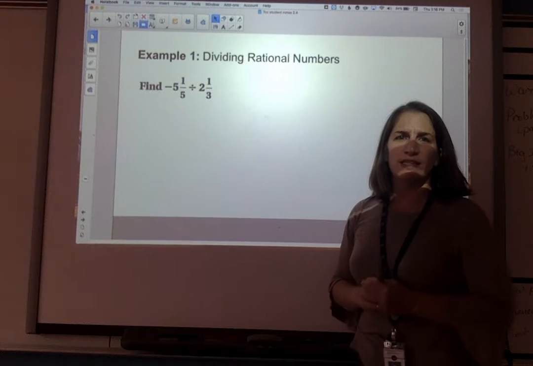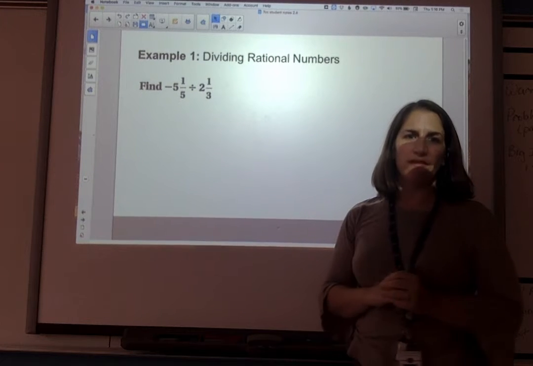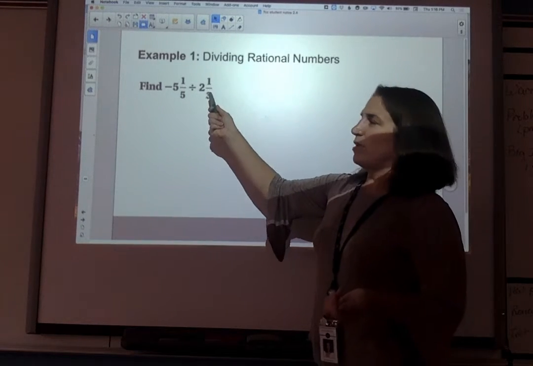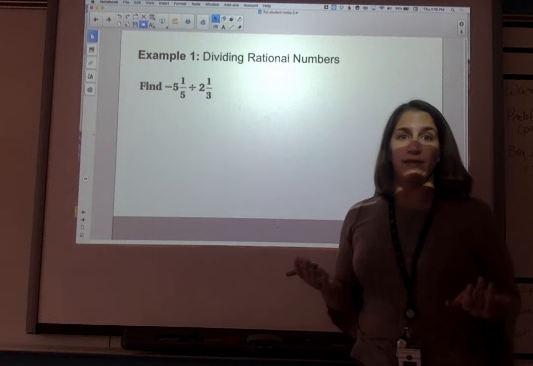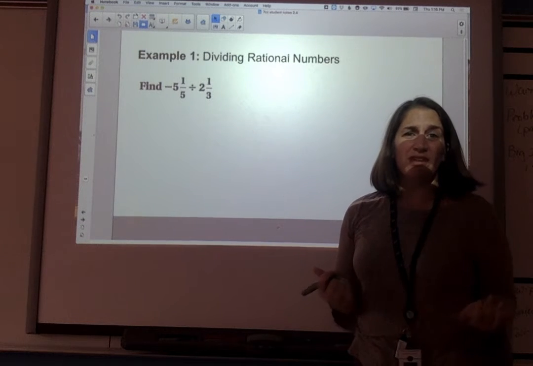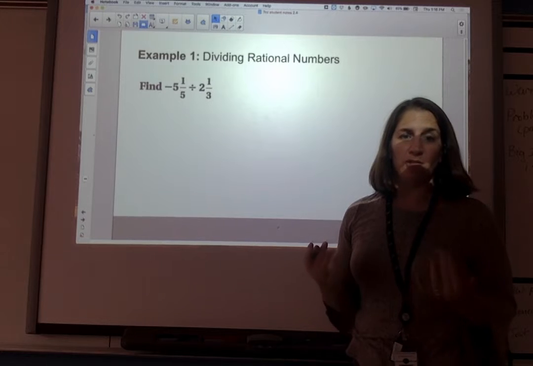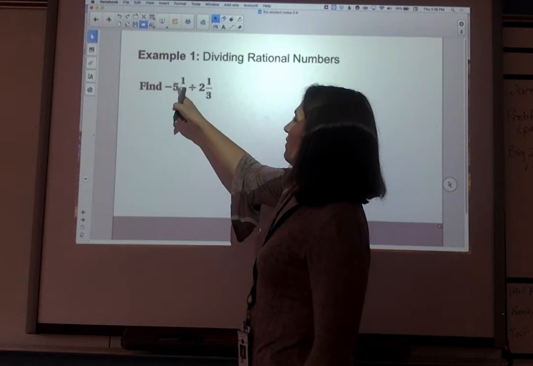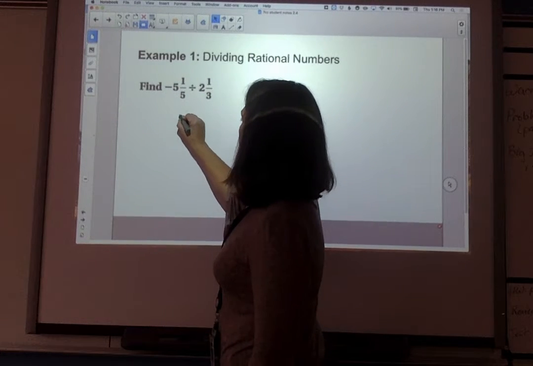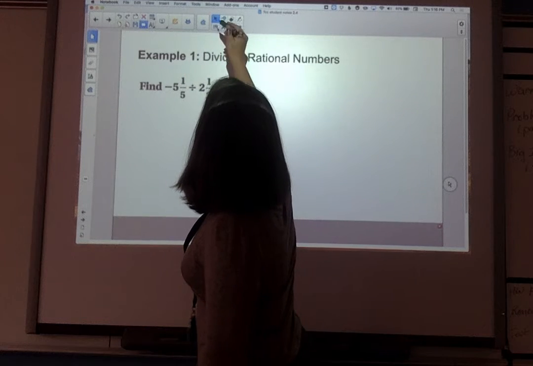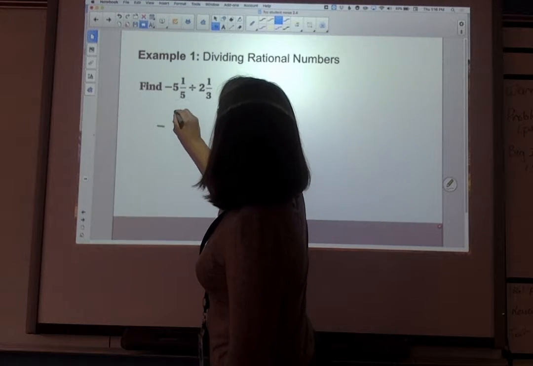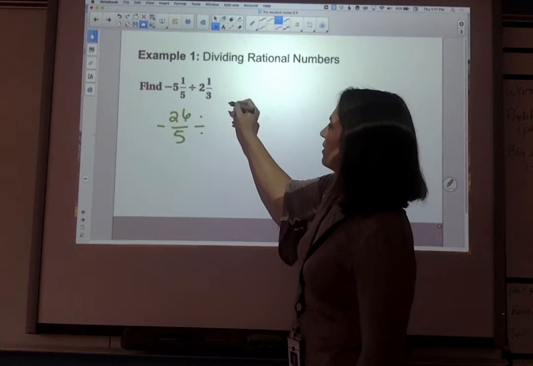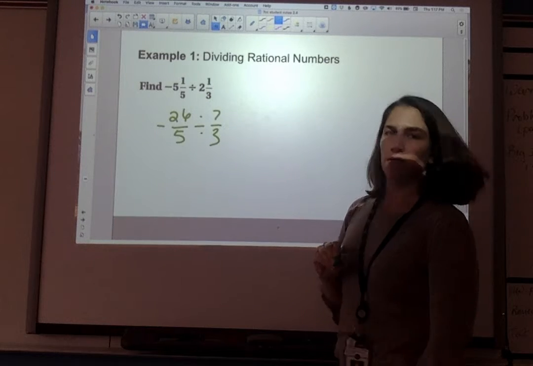So let's look at this first example. We have negative 5 1/5 divided by 2 1/3. So we can look at this. It's a negative divided by positive. So in the end, our quotient will be negative. Okay? But we're going to solve this just like we normally do, dividing fractions or mixed numbers. So let's go ahead and start by writing these mixed numbers as improper fractions. 5 times 5 is 25 plus 1. So this is negative 26 fifths divided by 6 plus 1 is 7 thirds.